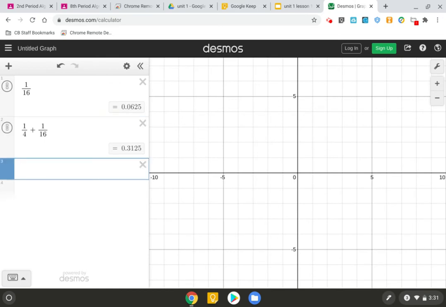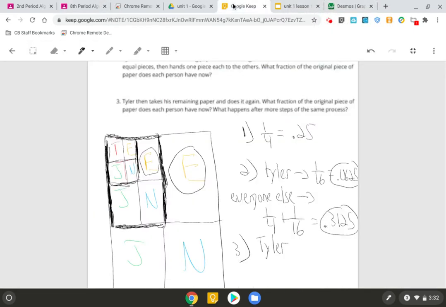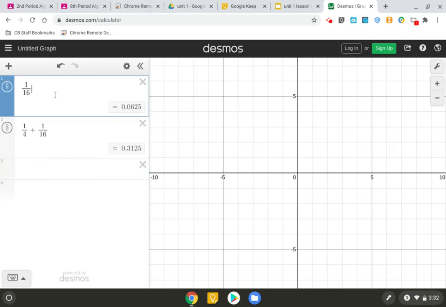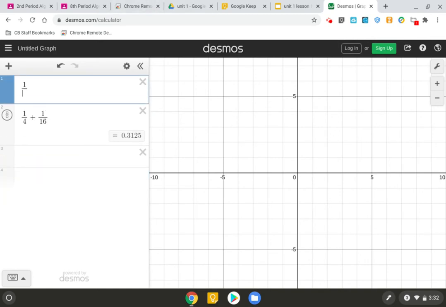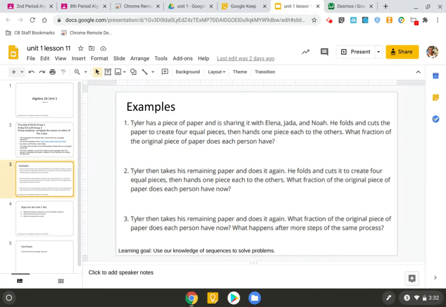So we need to do some math here. So if we do 16 times 4, so now he has 1/64th. 1/64th of the original piece of paper. And as a decimal, we'll go up here. Okay, we'll round that to 0.0156.